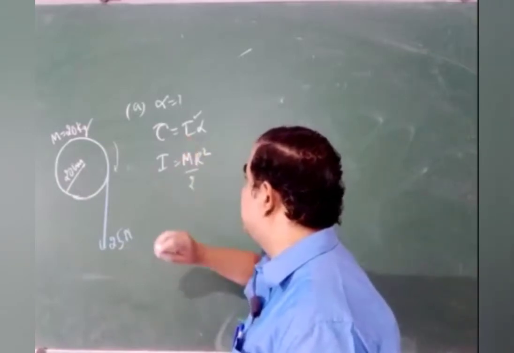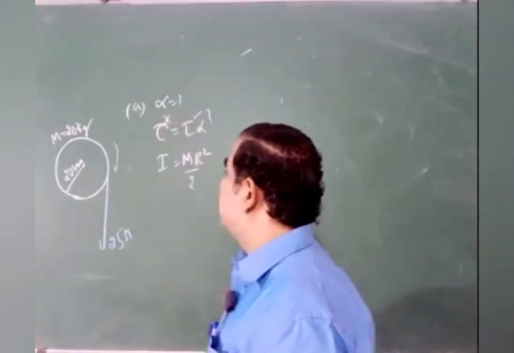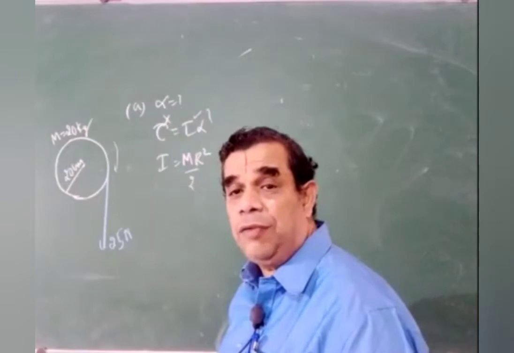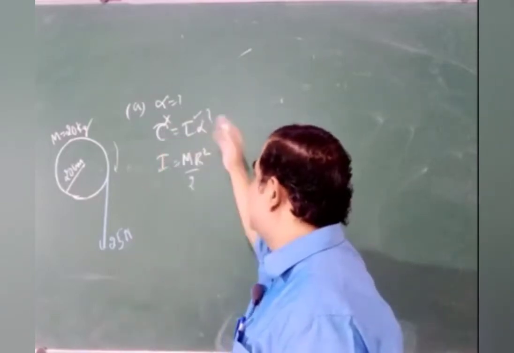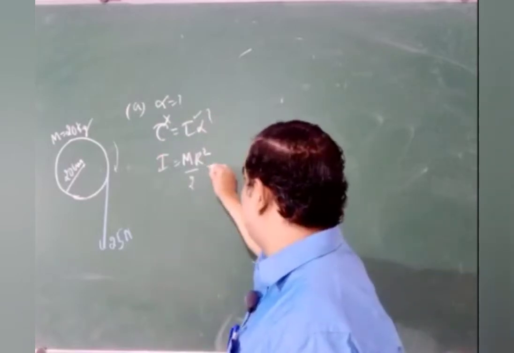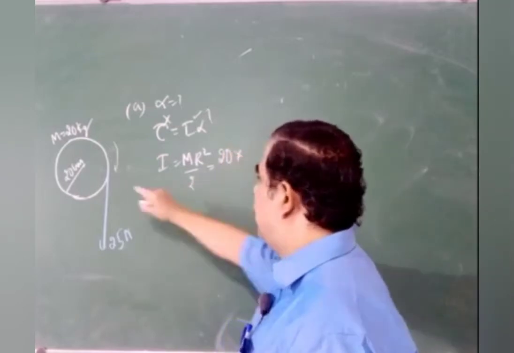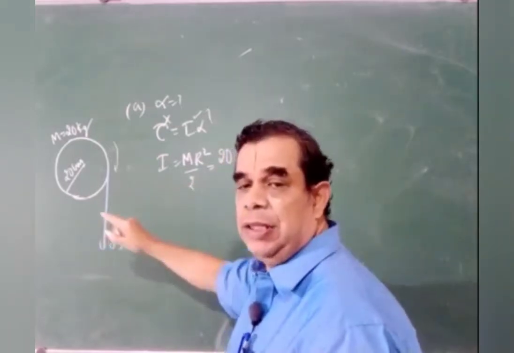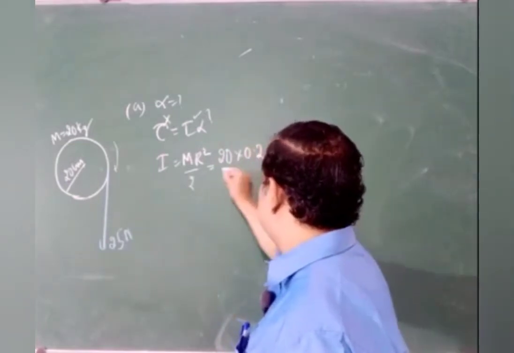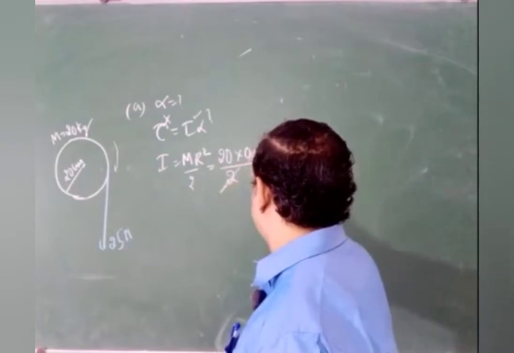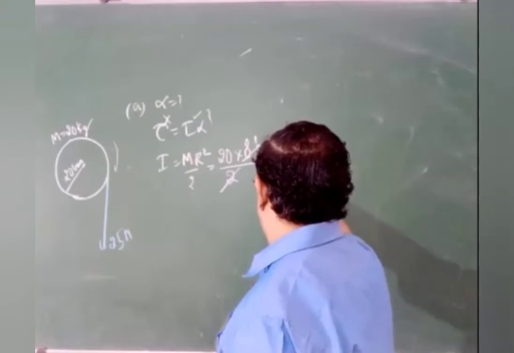We know I. We want to calculate alpha, but we don't know the torque. Is there any other method to find the torque? We want to check. Because once you find the torque from another method, you can get alpha directly, because I can be calculated. We calculate I first. M is 20 and R we put in meters. 20 centimeter means 0.2 meters, divided by 2.